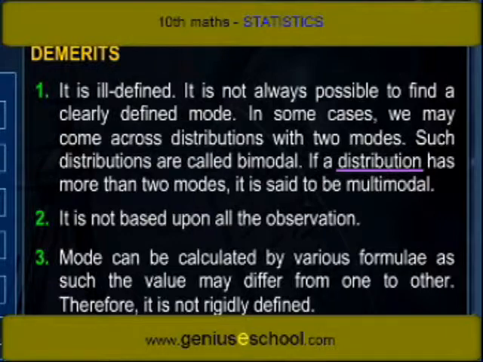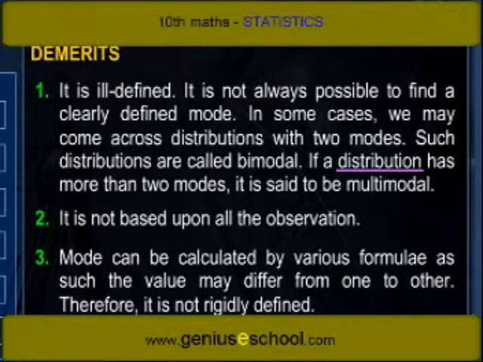Demerits. It is ill-defined. It is not always possible to find a clearly defined mode. In some cases, we may come across distributions with two modes. Such distributions are called bimodal. If a distribution has more than two modes, it is said to be multimodal. It is not based upon all the observations.